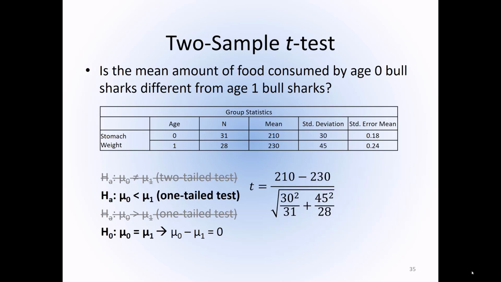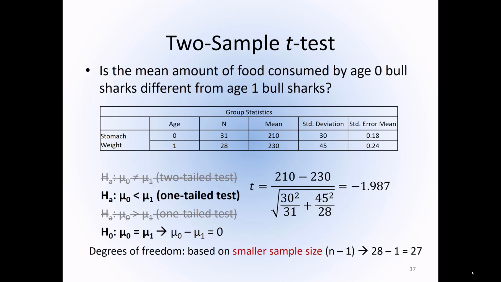Okay, so we can take our data, we can put it into our formula to calculate our test statistic. Again, in this particular case, we're getting a negative value, but it's equivalent to the positive value if we had switched which of these populations was 0 and which one was 1. Now we need to determine what our degrees of freedom are. Again, we'll use the smaller sample size, in this case the age 1 sharks. So our degrees of freedom will be 28 minus 1.